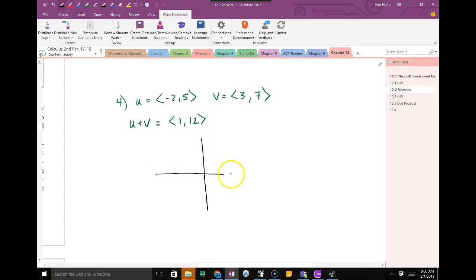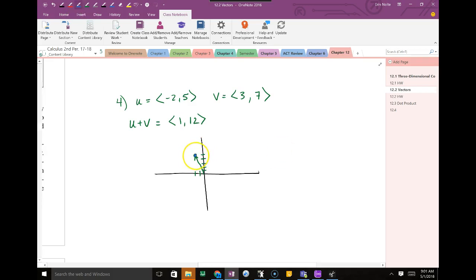If I'm going to add 2 vectors graphically, I start by drawing the first one off of the origin. So u is going to go to the left 2 and up 5. Okay, so there's my u. Now when I add 2 vectors together, I add them tip to tail. Do you see what I mean by saying tip to tail? If this is my vector, the arrow is my tip, and the bottom is the tail, the starting point. So if I'm going to add v, I'm going to start at the tip of my u vector. So I'm going to start right here.